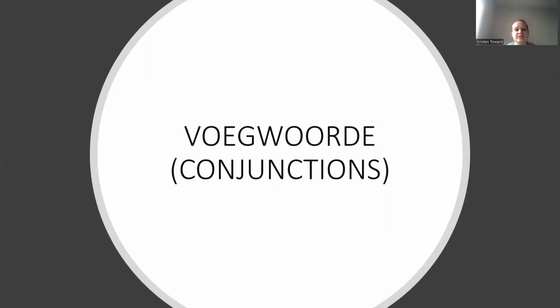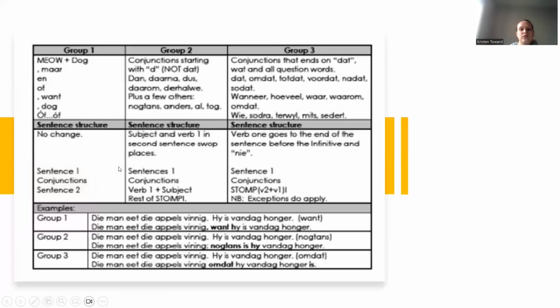Right, everybody. Today we are going to be talking about Voegwoorde, which is your conjunctions. This topic is relevant for anyone in grade 8 up until matric. The level of difficulty will just obviously differ. Voegwoorde has 3 different groups.